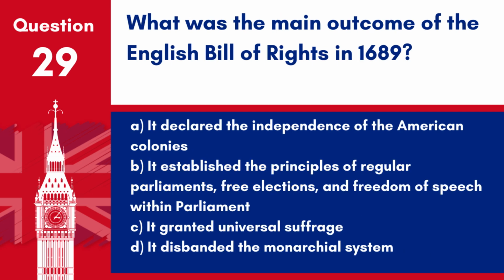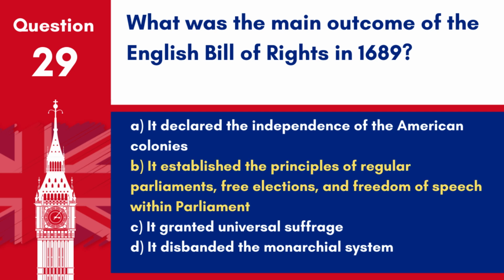Question 29. What was the main outcome of the English Bill of Rights in 1689? A. It declared the independence of the American colonies. B. It established the principles of regular parliaments, free elections, and freedom of speech within Parliament. C. It granted universal suffrage. D. It disbanded the monarchical system.